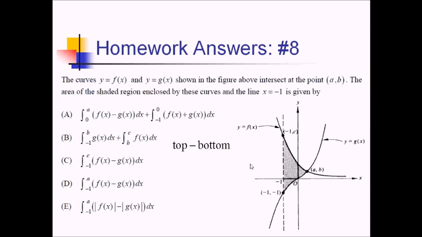So the top function is f of x, the bottom function is g of x. So we want to do f of x minus g of x for our integrand. Those are the distance strips that we want to add up that give us positive area. All right, how about the limits of integration? From left to right, we start at -1 and we're going to the x value a over here. So those are our limits of integration. Then we can write that our area is going to be the integral from -1 to a of f of x minus g of x dx. And does that match any of the answer choices? That looks like it's going to be answer choice D.